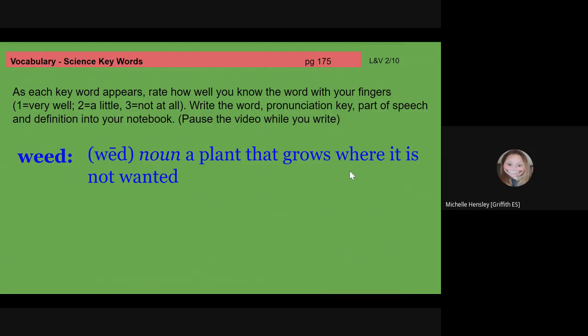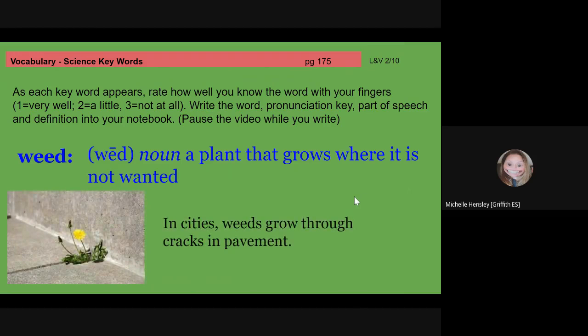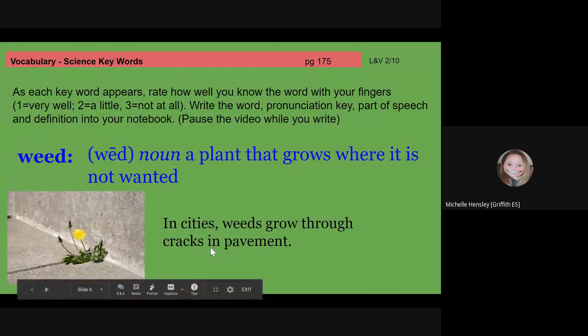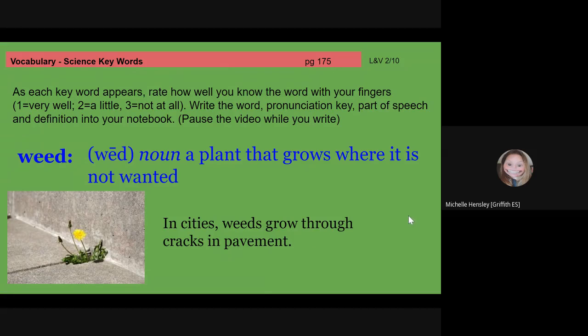So if you have the most beautiful flower in the world, but it's growing out of your roof, and maybe you don't want plants growing out of your roof, then that plant is a weed. Any plant that grows where it's not wanted is a weed. So in this example, in cities, weeds grow through cracks in pavement. Weed. Weed is our last word for today.